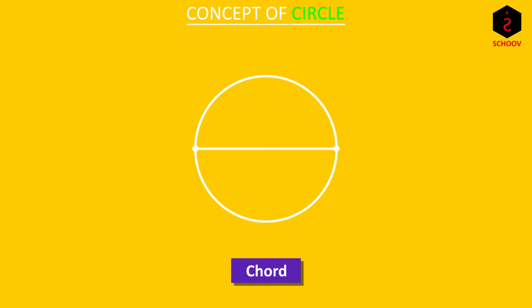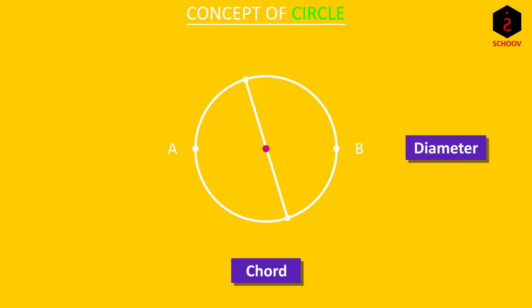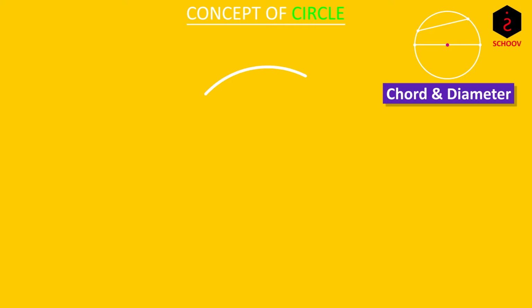But this chord, AB, is a chord and it also passes through the center. It is called a diameter. So, all chords which pass through the center are diameters. So, chord and diameter. Next is arc.